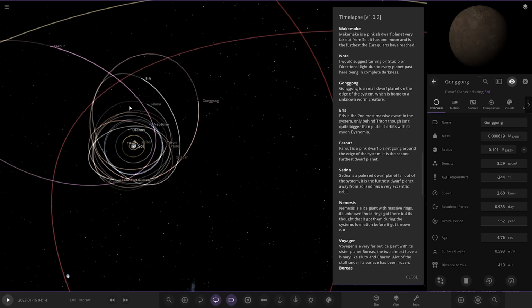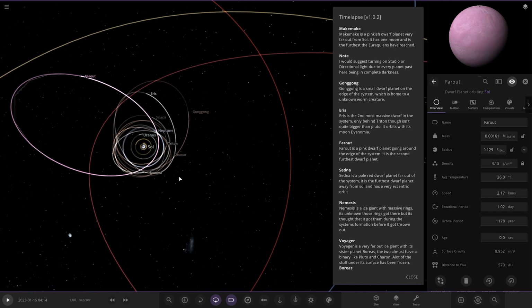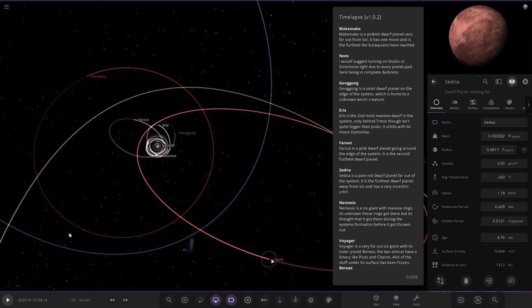Then we have Far Out over here, the pink, obviously, as we know. Sedna as well, chilling even further out. And then Nemesis itself, a nice giant with massive rings. It's unknown how those rings got there, but it's thought to have got them from the system's formation before it got thrown out. Nice.